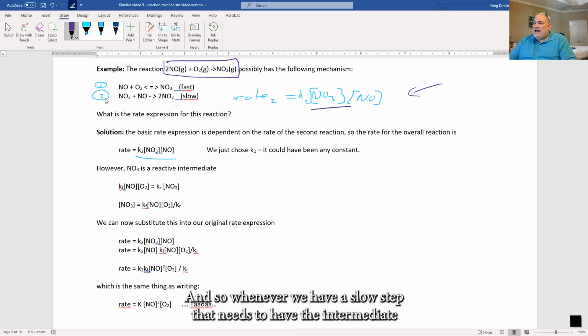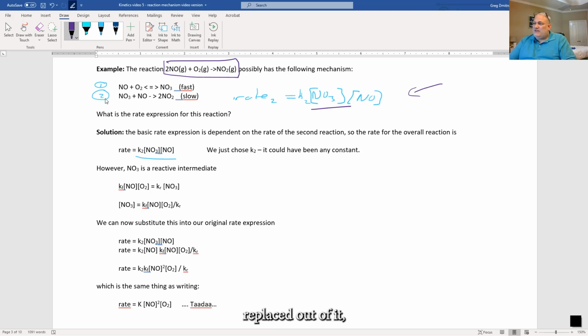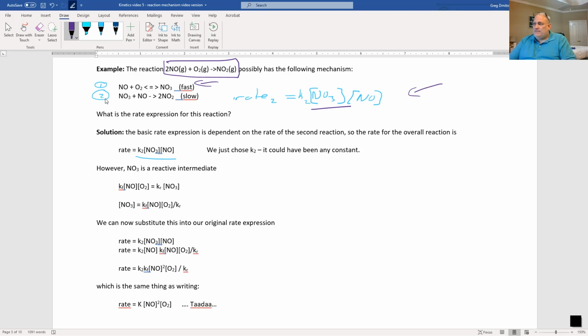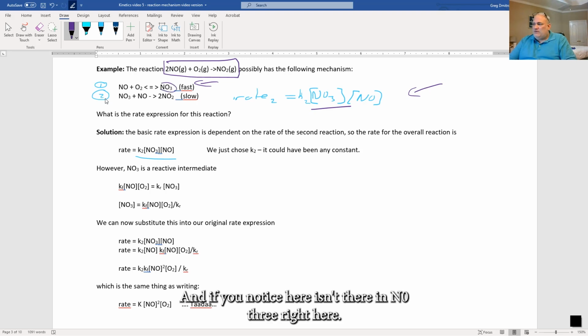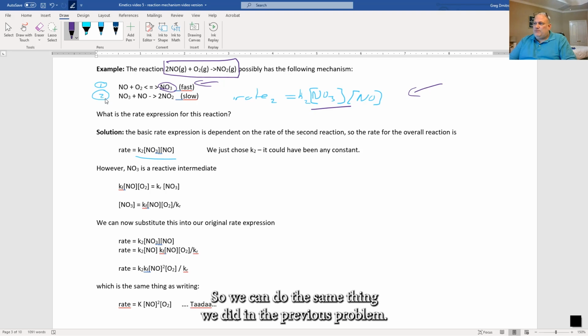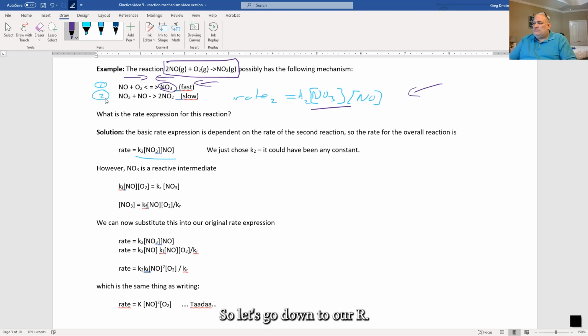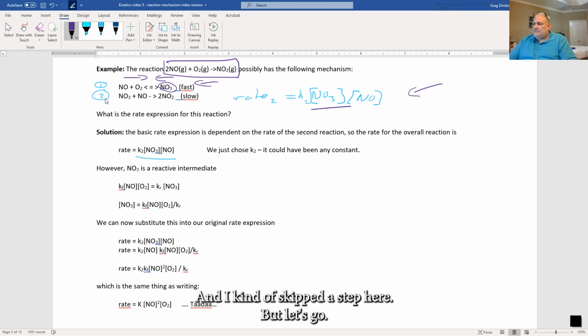And so whenever we have a slow step that needs to have the intermediate replaced out of it, there's going to be a fast step, and it's going to be an equilibrium fast step. And if you notice here, isn't there an NO3 right here? So we can do the same thing we did in the previous problem. We can say that the forward reaction is going to be equal to the reverse reaction. So I kind of skipped a step here, but our rate forward is equal to our rate reverse, right?